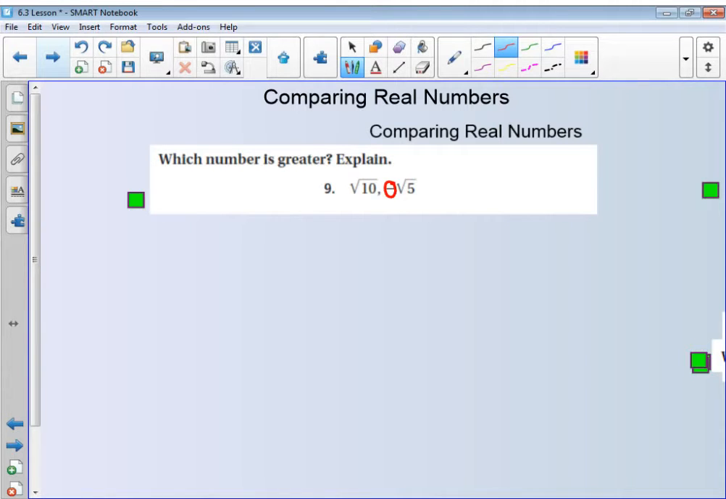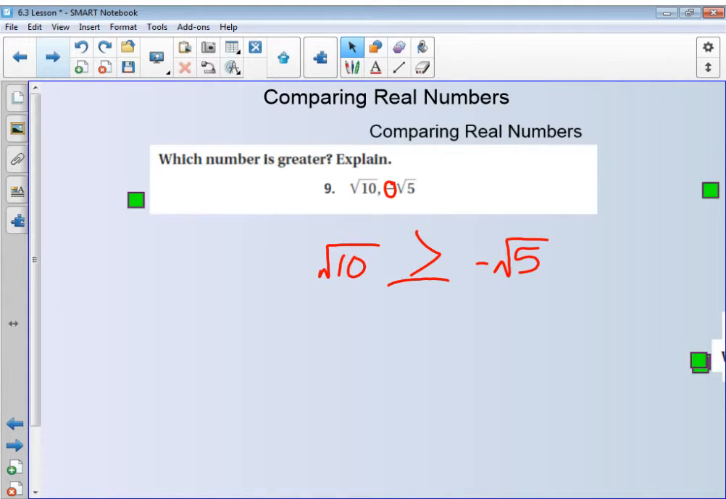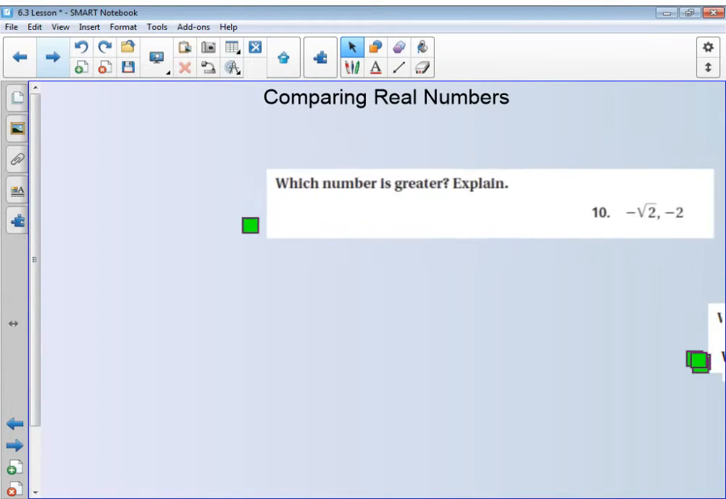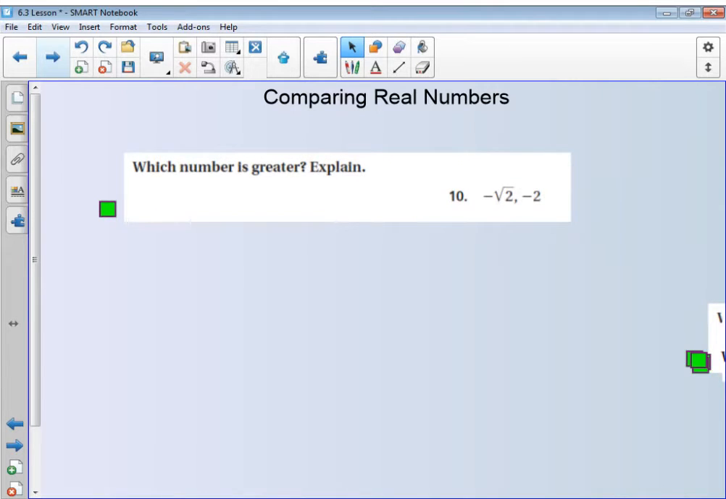So if I were comparing this and I had this written out like this, and then comparing to the negative square root of 5, that negative is already making it smaller, so my open mouth would go that way. Or the square root of 10 is greater than the negative square root of 5. Okay, so I want you to try this one. You have the negative square root of 2, and then compare that to 2. Which one is greater?